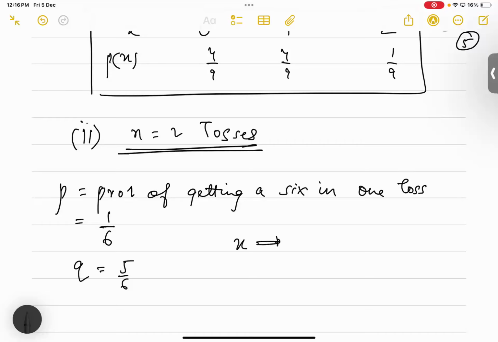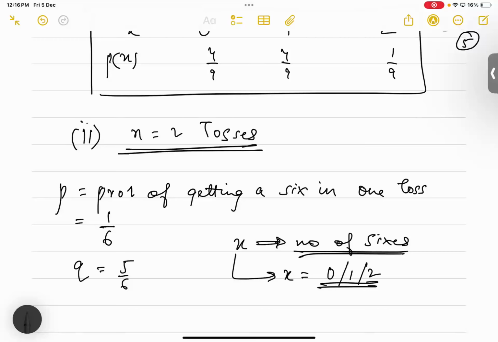So x is what? Number of sixes. X is number of sixes. So x can take up what values? 0, 1 and 2. Why not any other value? Because there are only two tosses.